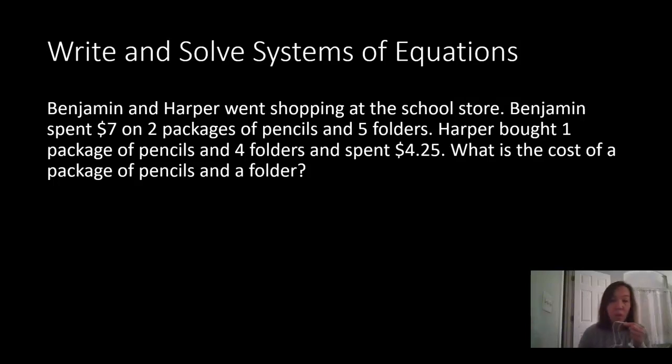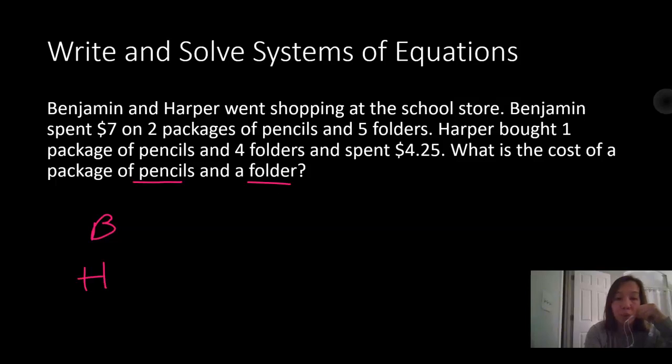Okay, so to solve this problem, we're going to write a system of equations. Remember, we need two equations with two variables. So our variables are pencils and folders. Now let's make an equation for Benjamin and an equation for Harper.